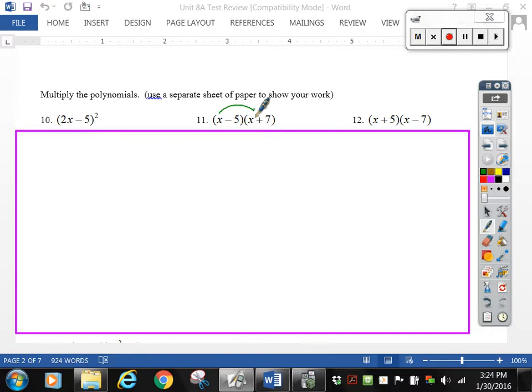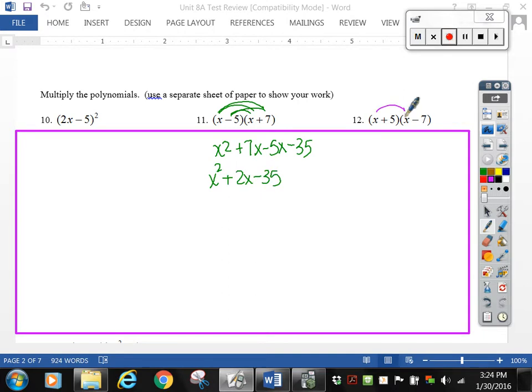Okay, here I get x times x is x squared. x times plus 7 is plus 7x. Minus 5 times x is minus 5x. Minus 5 times 7 is minus 35. So I get x squared plus 2x minus 35.